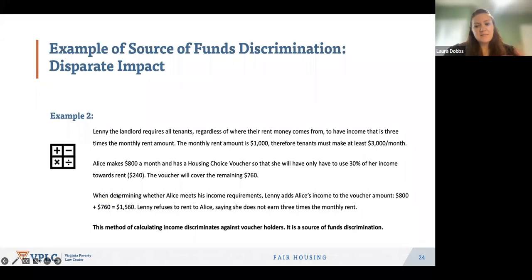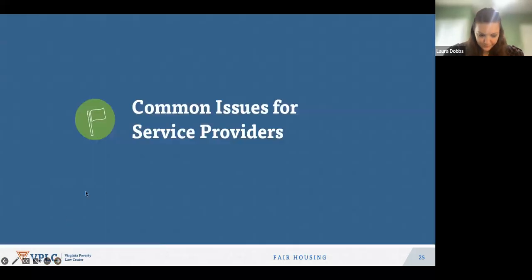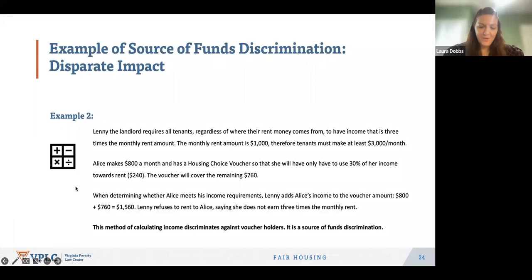They should only be assessing how much income Alice is required to earn based on her portion of the rent that she's paying. So if Lenny is going to correctly calculate her income, he should be doing it 3 times the amount of rent that she's going to be responsible for. So since she's only going to be paying $240 towards rent, that's the amount that she's responsible for. She should only have to earn 3 times the amount of $240. I know that's kind of confusing, so if you have any questions about that particular piece, feel free to reach out.